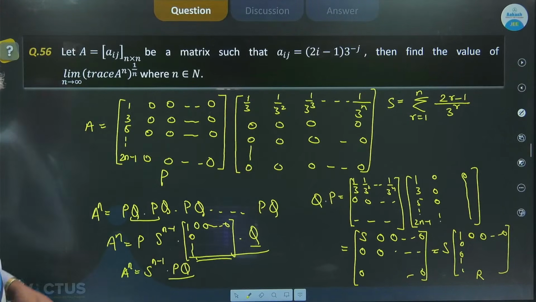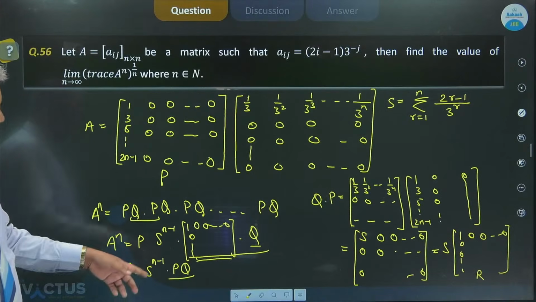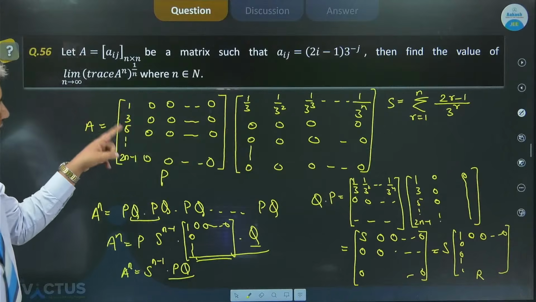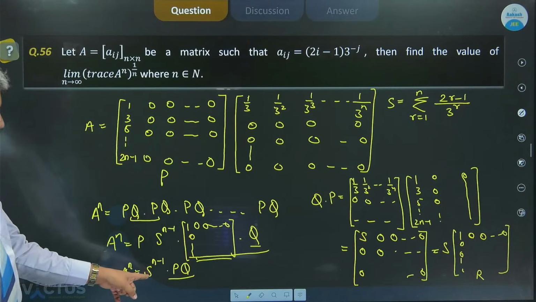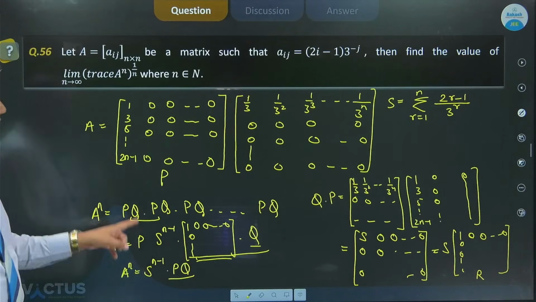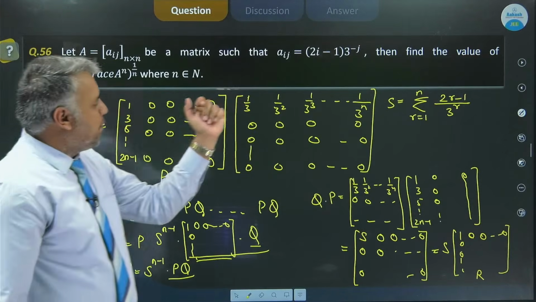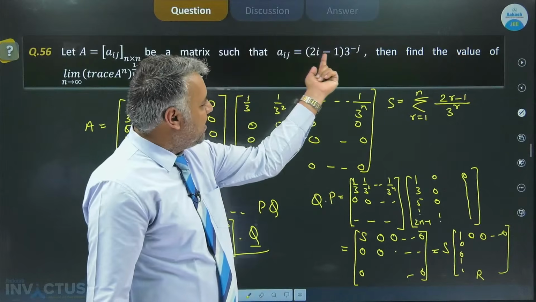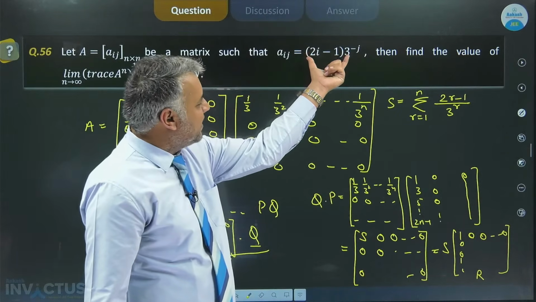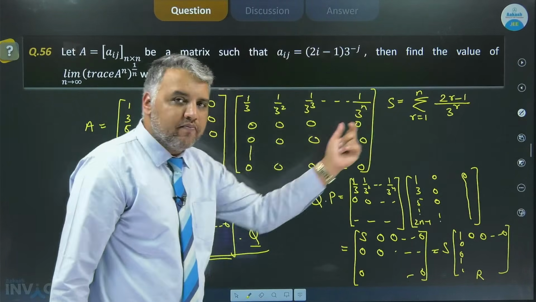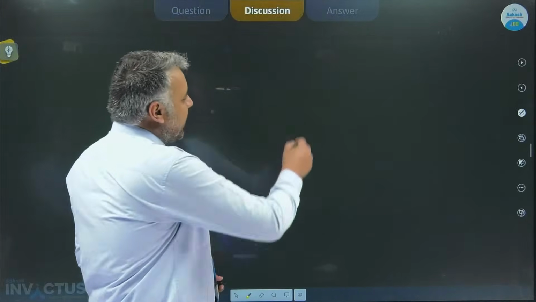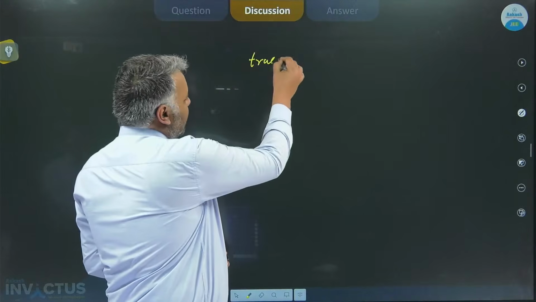And what is the trace of A power n? Trace of A power n will be trace of PQ, means trace of A, multiplied by S power n - 1. And what is trace of A? If you put j is equal to i and then add the diagonal elements, you will get the sum of diagonal elements as S only. So trace of A power n will be S power n only. You can directly say this.